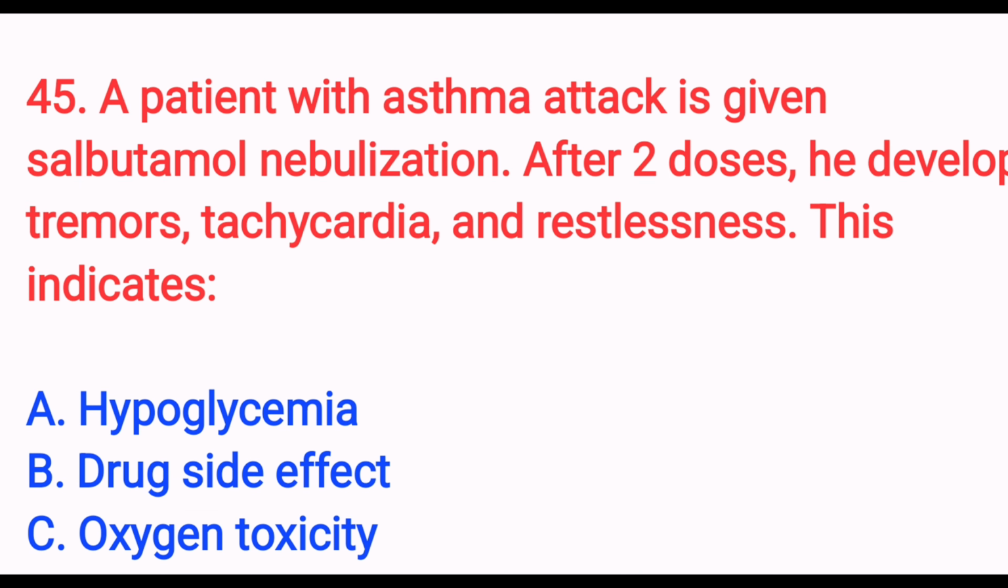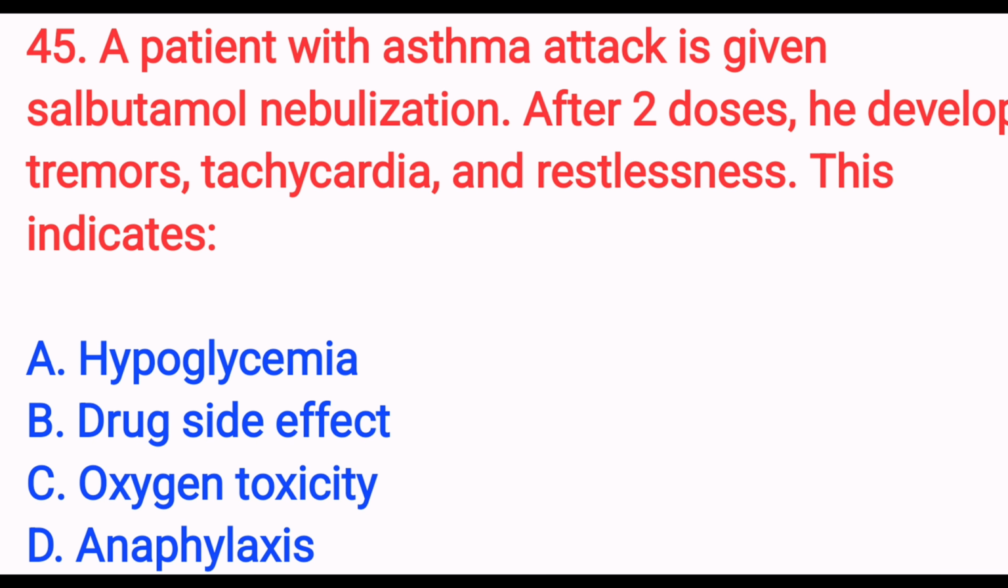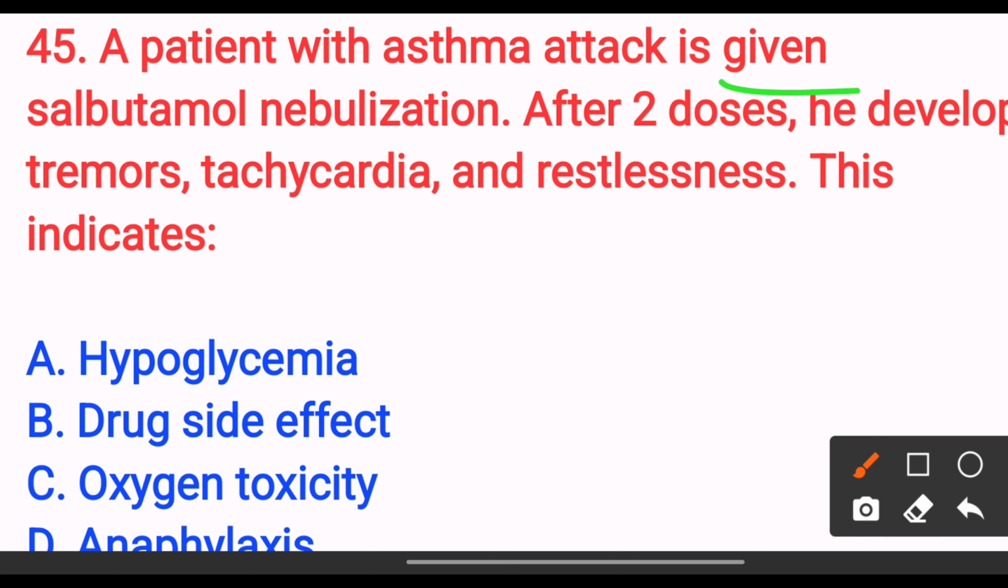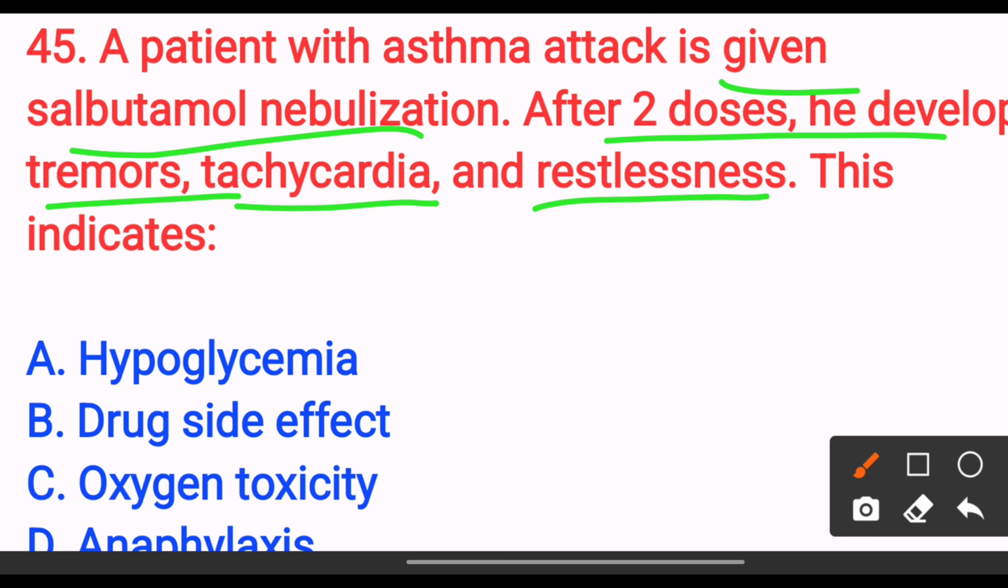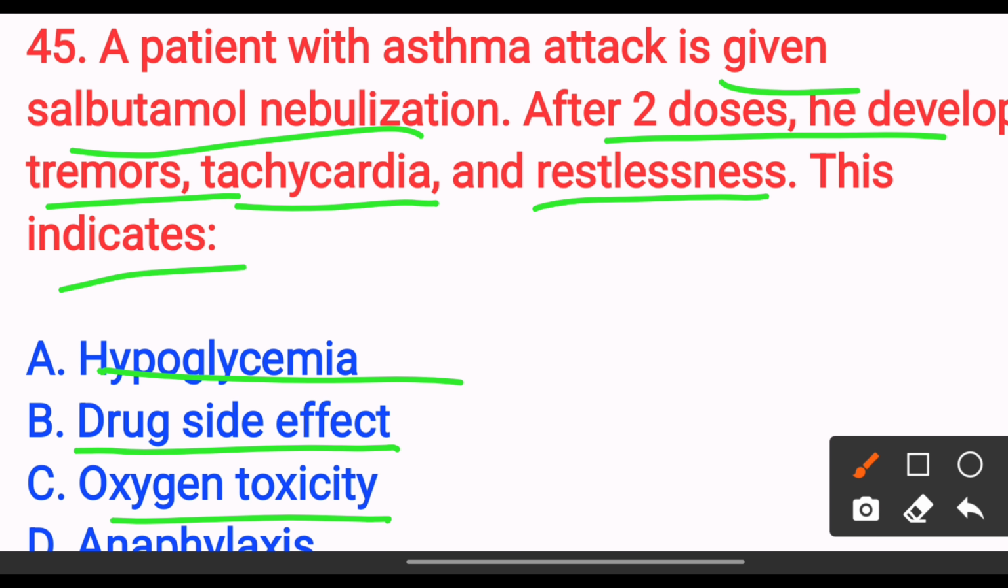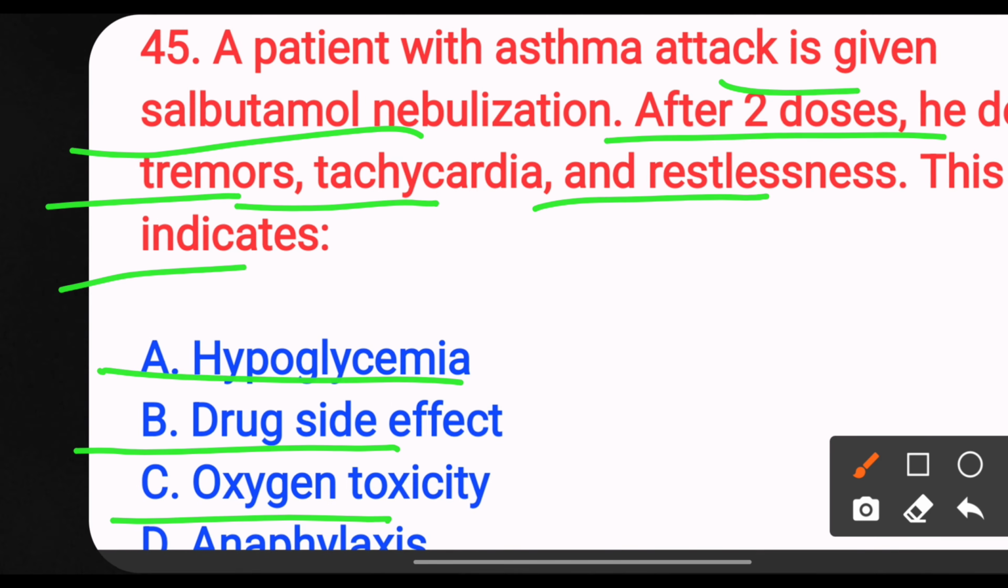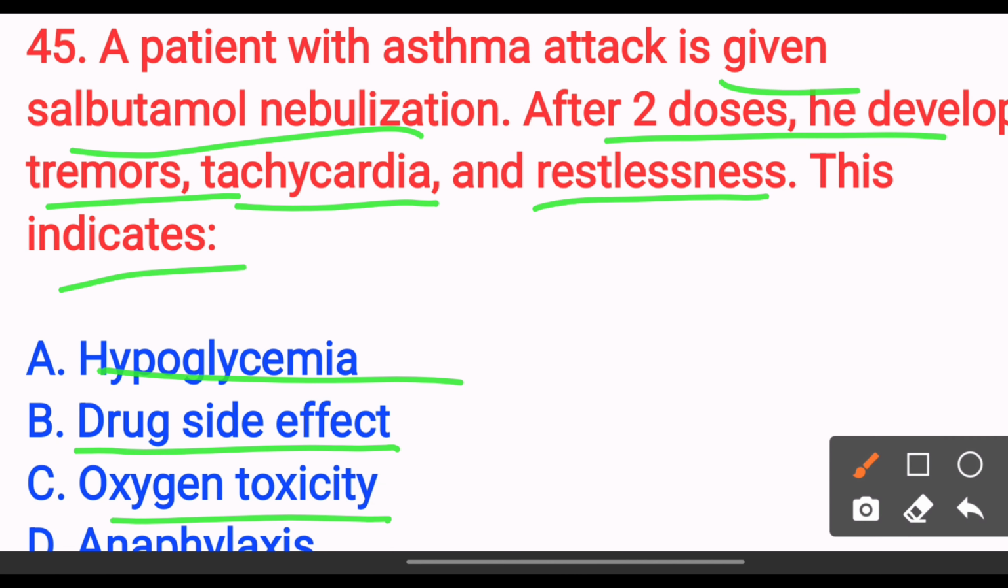Next, a patient with an asthma attack is given salbutamol nebulization. After 2 doses, he develops tremors, tachycardia and restlessness. This indicates: option A, hypoglycemia; option B, drug side effect; option C, oxygen toxicity; option D, anaphylaxis. The answer is option B, drug side effect, because the beta 2 agonist salbutamol causes tachycardia, tremors and palpitation.